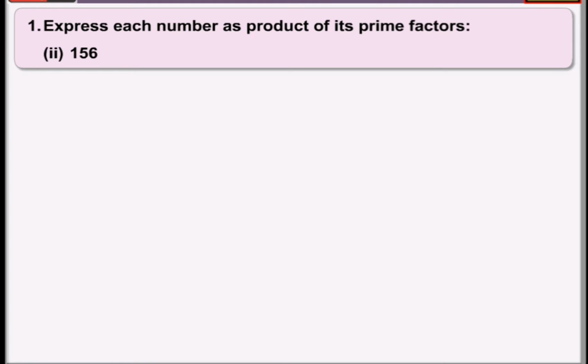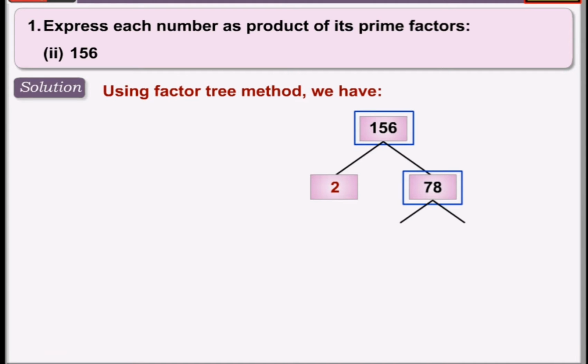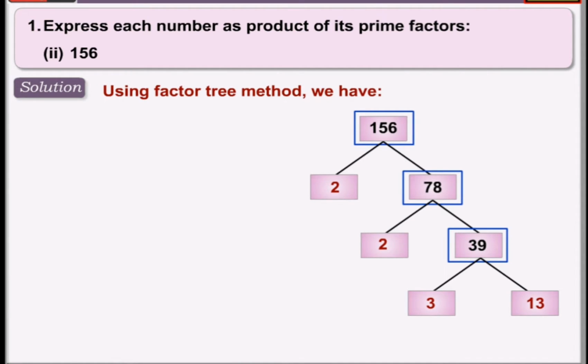Number 2. 156. Solution. Using factor tree method, we have factors of 156 are 2 and 78. Factors of 78 are 2 and 39. Factors of 39 are 3 and 13. Therefore, 156 is equal to 2 into 2 into 3 into 13, which is 2 square into 3 into 13.